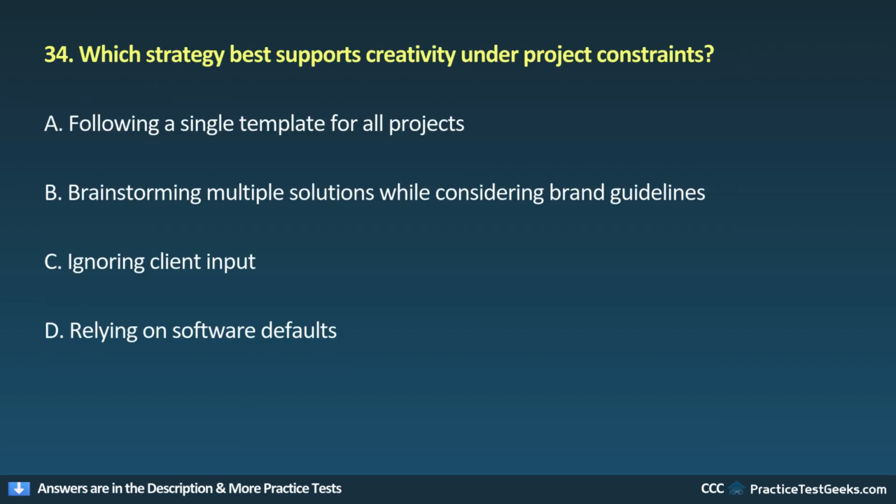34. Which strategy best supports creativity under project constraints? A. Following a single template for all projects. B. Brainstorming multiple solutions while considering brand guidelines. C. Ignoring client input. D. Relying on software defaults.